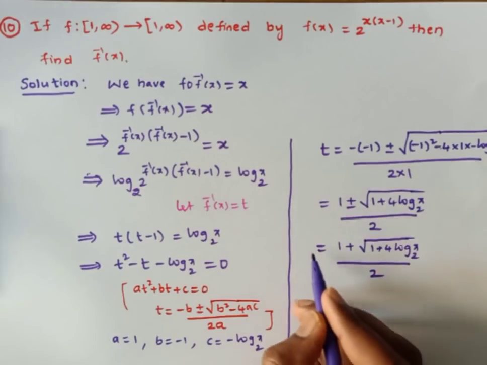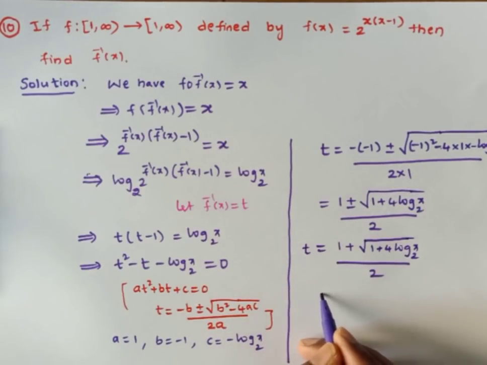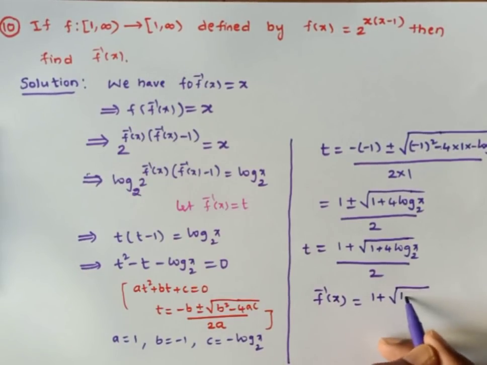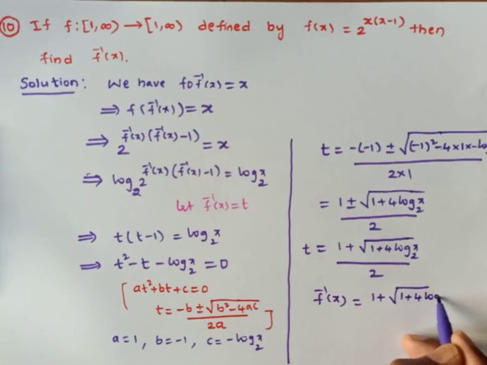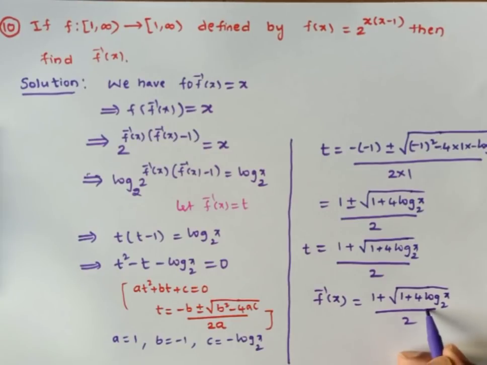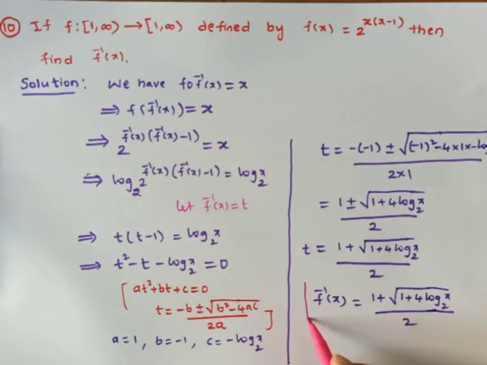So then what is our t? Here this is the value of t, right? So here t is nothing but f inverse of x. F inverse of x is equal to 1 plus square root of 1 plus 4 into log x to the base 2, divided by 2. So this is the inverse of the given function.